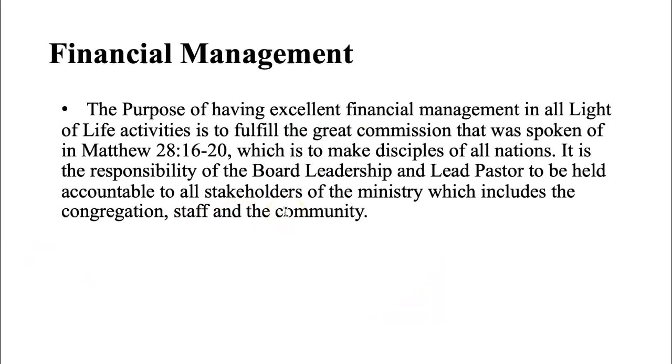In regards to financial management, the purpose of having excellent financial management in all Light of Life activities is to fulfill the Great Commission that was spoken of in Matthew 28:16 through 20, which is to make disciples of all nations. It is the responsibility of the board leadership and lead pastor to be held accountable to all stakeholders of the ministry, which includes the congregation, staff, and the community.